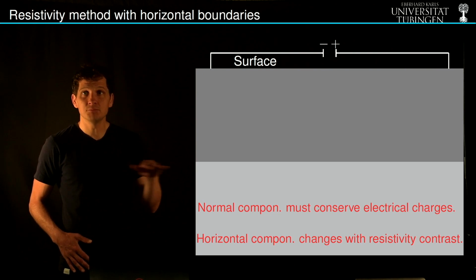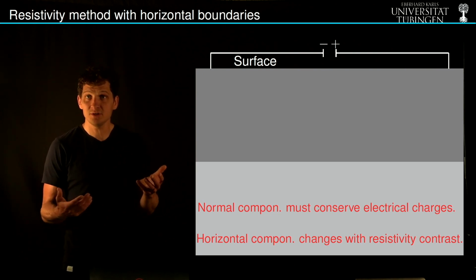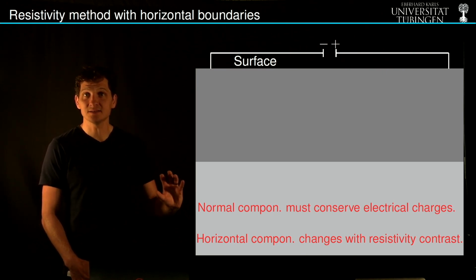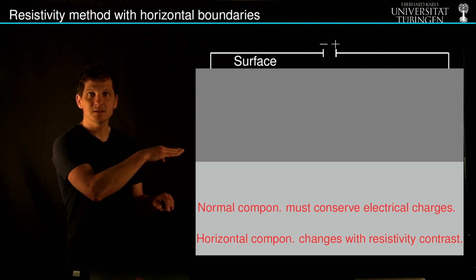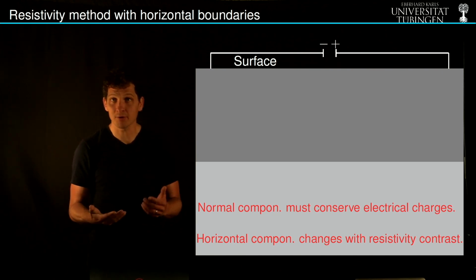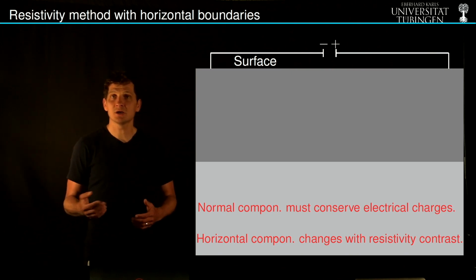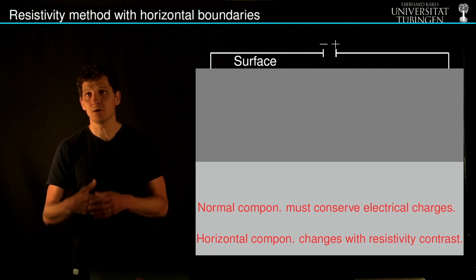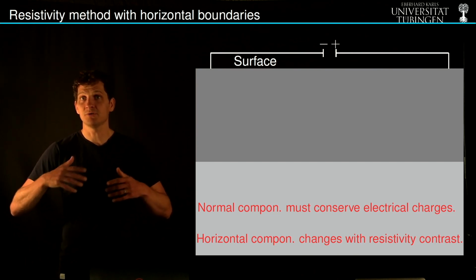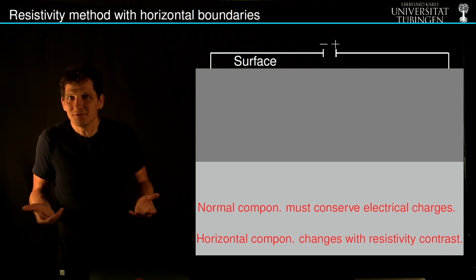The horizontal component, not a problem. This can definitely change with the resistivity contrast. Imagine this being a perfect, nice insulator. Then we would expect most of the current, or essentially all of the current, flowing parallel to that interface. So these kind of boundary conditions are quite representative. They also occur if you study, for example, reflection mechanisms of acoustic waves. But it also happens in the resistivity method.